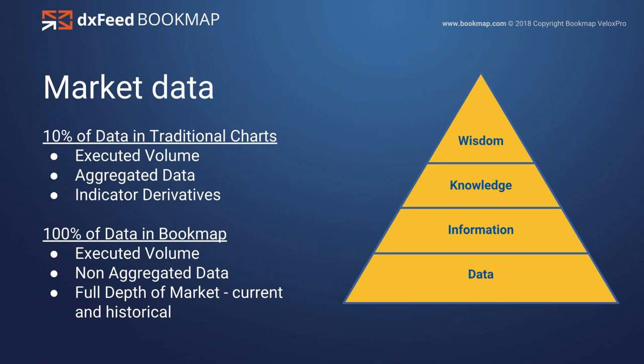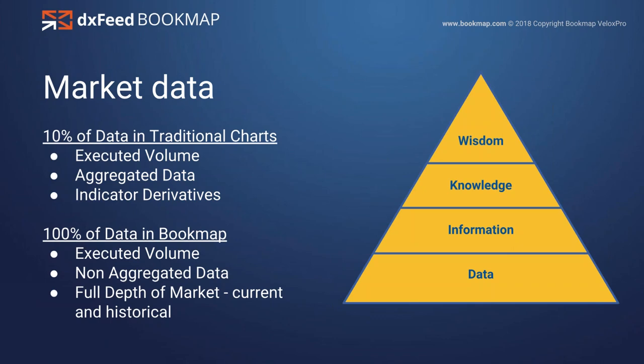Now in Bookmap, you're looking at 100% of the data. You're looking at the executed volume. It's non-aggregated data. There is no aggregation. There is no period of time like a 5-minute candlestick chart or a bar rotation, even a Renko bar. It doesn't matter, there are still aggregated periods of data. And then we're going to show the full depth of market, so the auction, what's happening outside of those transactions. We're going to look at the current and the historical, and a big distinction between those two, current and historical.